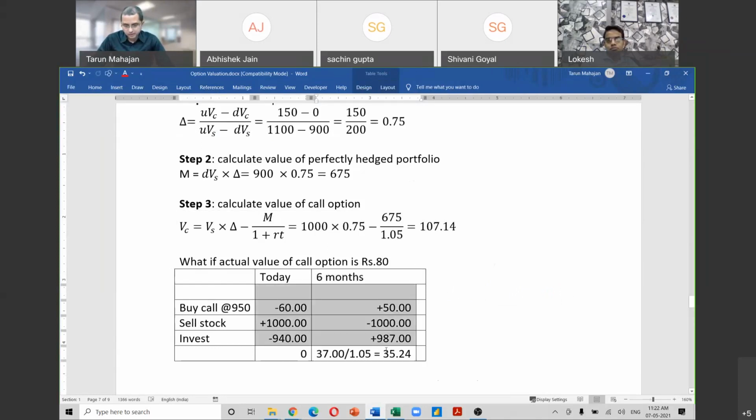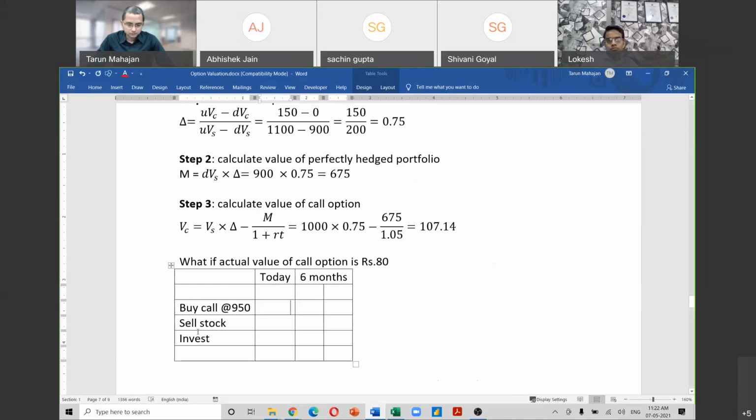So let me just create it afresh. Actual value of the call option is just 80. So the call option is undervalued and you must buy it today by paying 80 rupees. But as I told you, buying the option actually means you'll be buying the share in the future market. So in today's market, you must sell it. So by selling it, you'll get 1,000 rupees, right? So you have got 920 rupees of surplus.